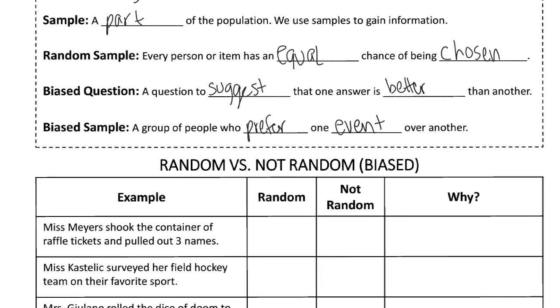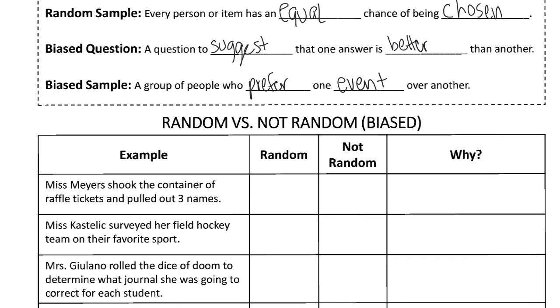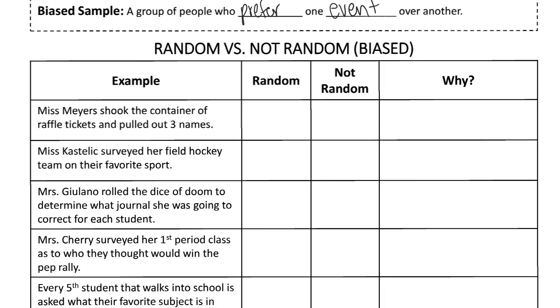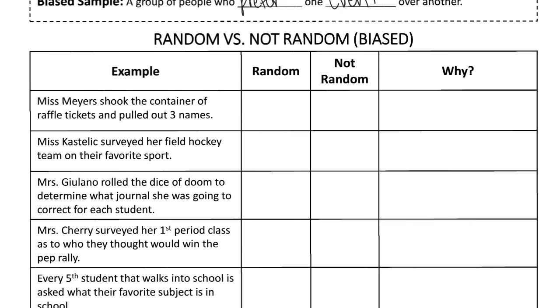Okay, so looking at some examples down here, we're going to figure out if each sample is random or not. And if it's not random, it's really biased. So read the first one for me and think about, is it random or not? Ms. Myers shook the container of raffle tickets and pulled out 3 names. So I have a group of all the students' names in a container, and I pull out 3 of them. That would be random, okay? Because I don't choose which 3 students it is. So it's just a random event.